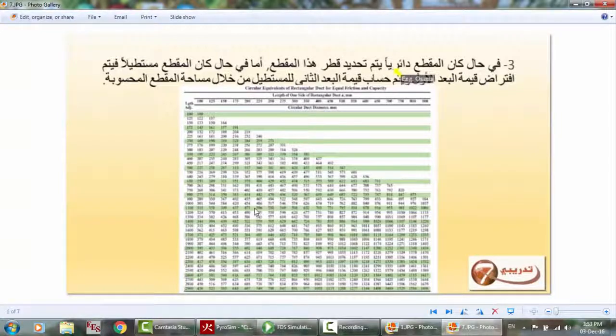So you have to select the appropriate duct. If you cannot reach the required diameter, you have to choose the next larger diameter, and get the length and the width of the rectangular duct, and you have to check the aspect ratio.